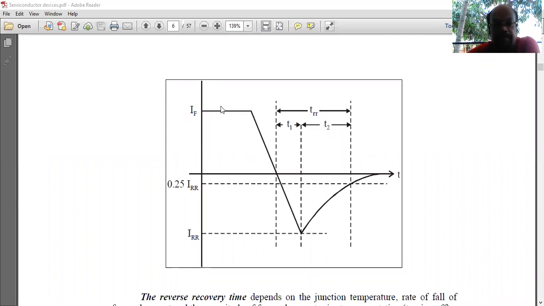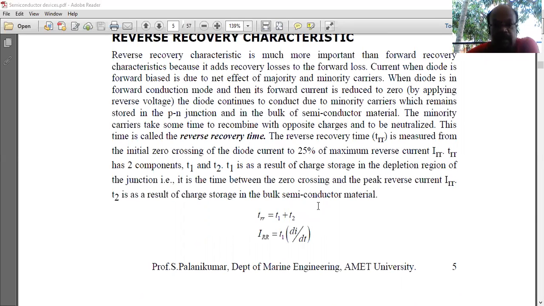There are two different times here. The time at which the current becomes zero in the reverse recovery and reaches a maximum value is called T1. After that, the time required to come to 25 percent of the reverse recovery curve is called T2. So T1 plus T2 is TRR. That is what we have mentioned: TRR is equal to T1 plus T2.